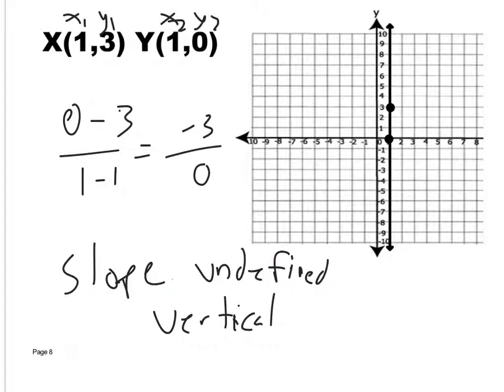A vertical line is an undefined slope. Right? A vertical line, a line that goes up or down, has an undefined slope. So if it's anything that has a 0 as a denominator, it's undefined. Does everybody understand that?